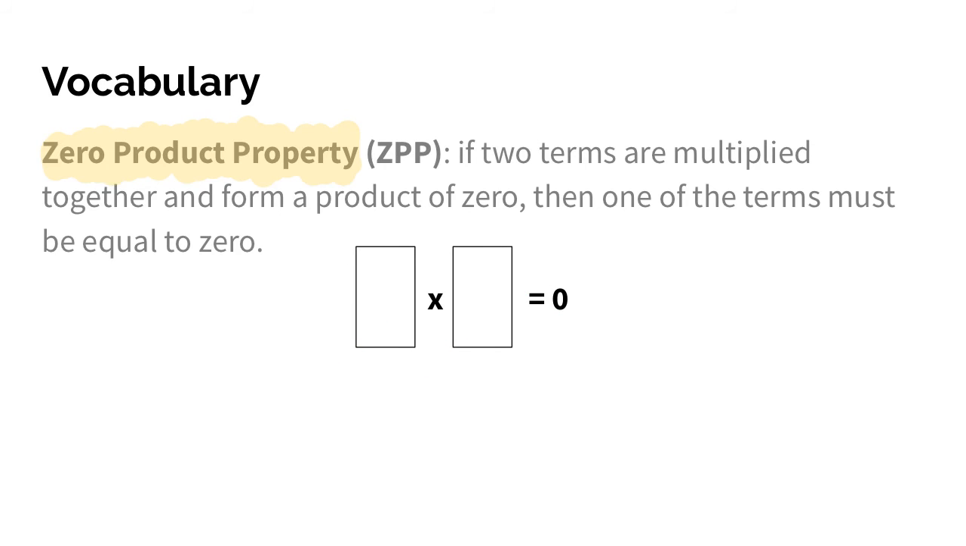Meaning, it could be 0 times 2. That would give me 0. It could be x times 0. That would give me 0. It could be 0 times x minus 4. That would give me 0. Anytime I multiply something by 0, I always get 0. All right? So we're going to use the zero product property to help us solve. It's going to take a little bit of thinking, though.